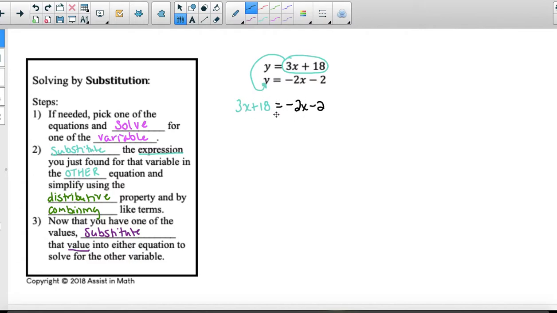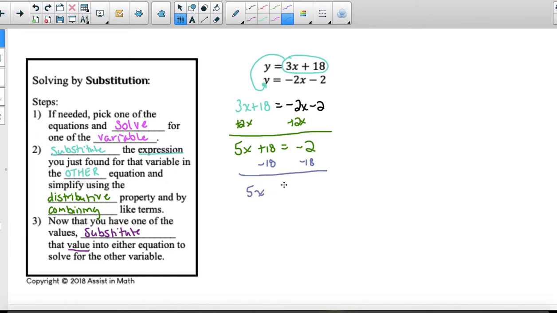Now we have an equation with only one variable, so let's solve it. We're going to get all of our x's on the same side, so I'm going to add 2x to the other side, and we have 5x plus 18 equals negative 2. Now I'm going to subtract the 18 from both sides, and we get 5x is equal to negative 2 minus 18, which is negative 20.